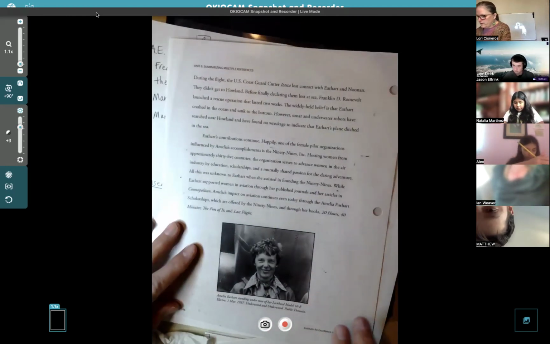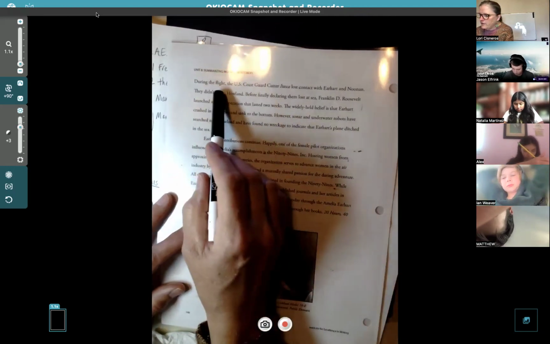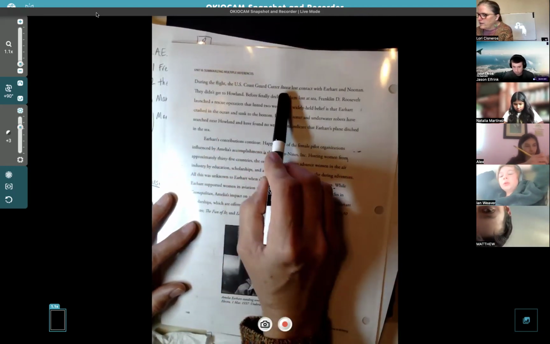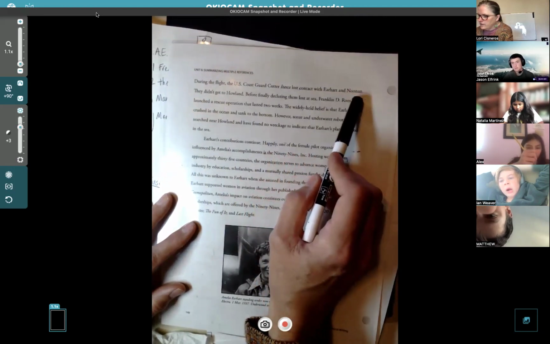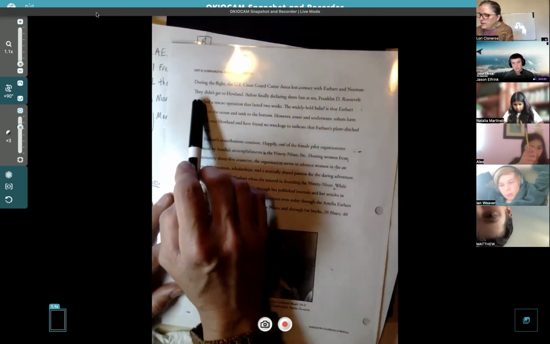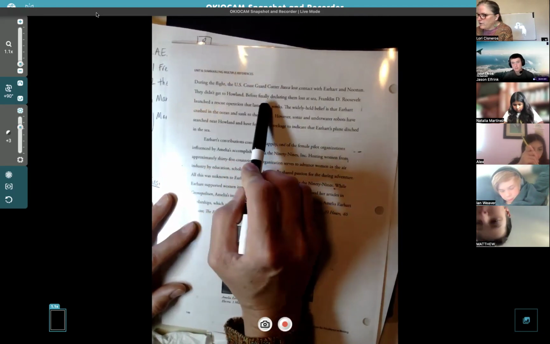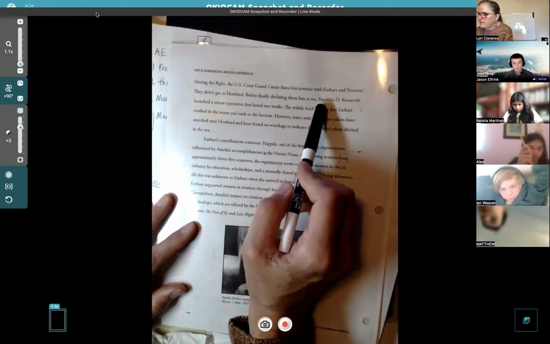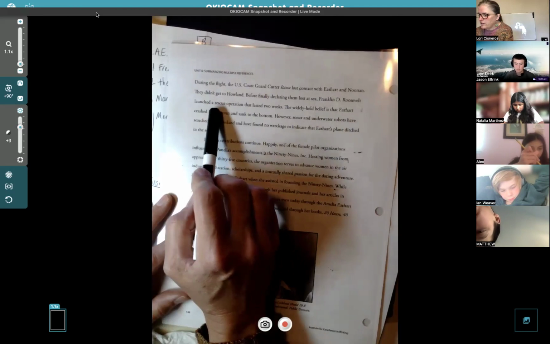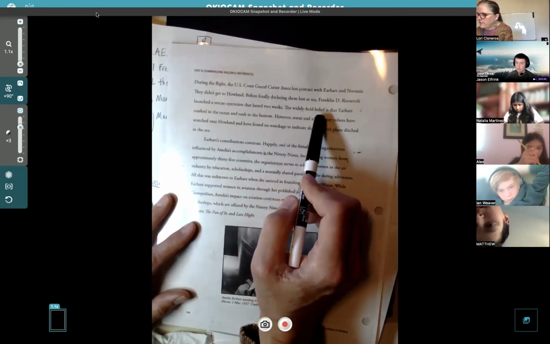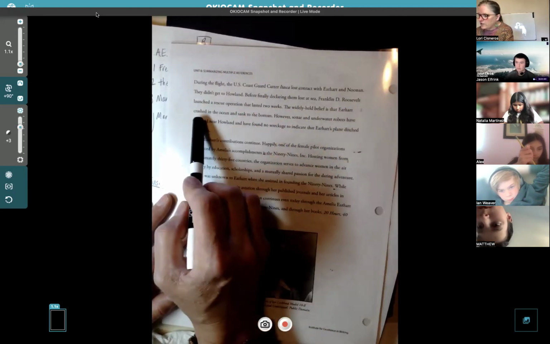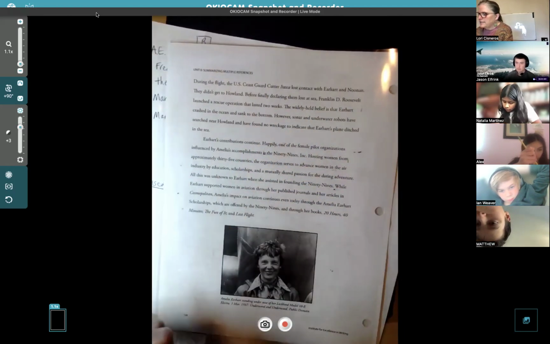And here's a picture of her. During the flight, the U.S. Coast Guard cutter Itasca lost contact with Earhart and Noonan. They didn't get to Howland. Before finally declaring them lost at sea, Franklin D. Roosevelt launched a rescue operation that lasted 2 weeks. The widely held belief is that Earhart crashed in the ocean and sank to the bottom.